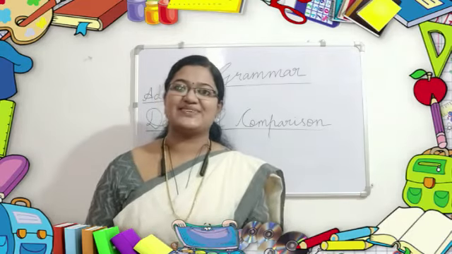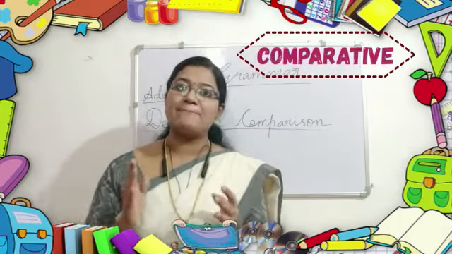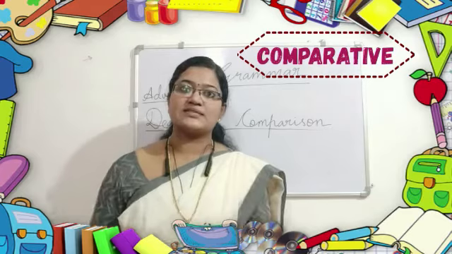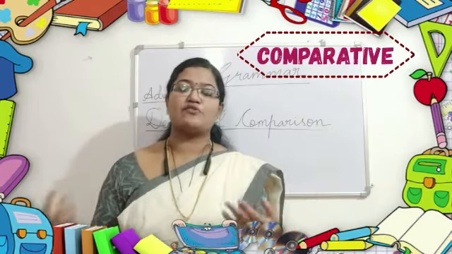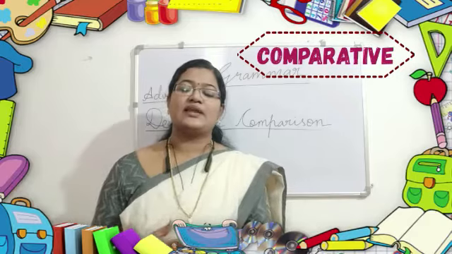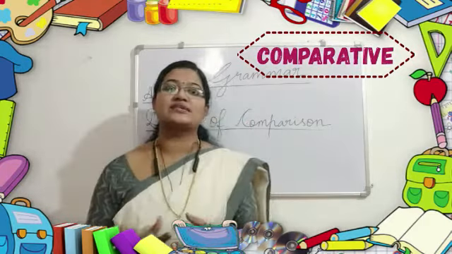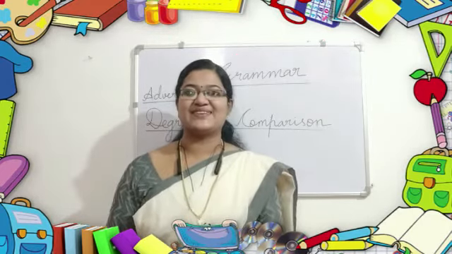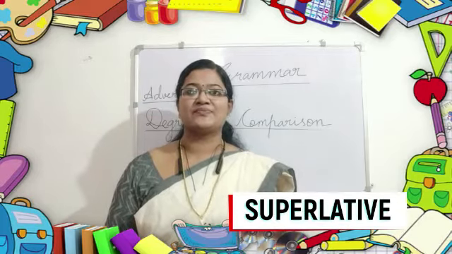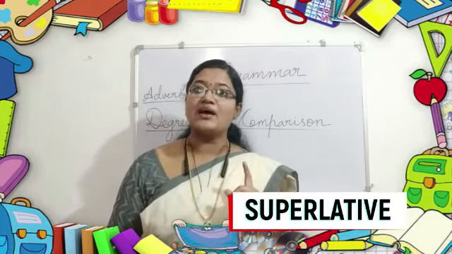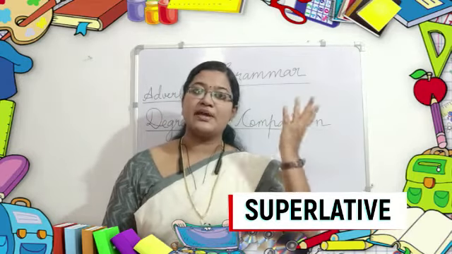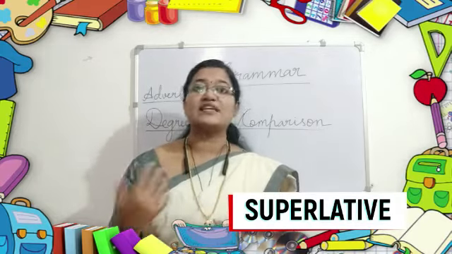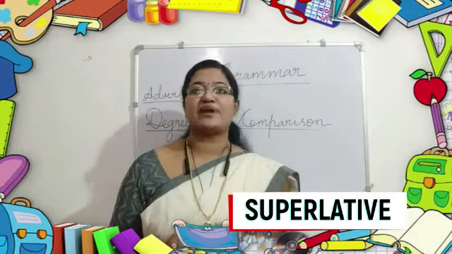Second one, comparative. The term itself says that it is compared. When I compare 2 things, 2 persons, 2 places, or 2 nouns. Nouns means the name of a person, place or thing. When I compare 2 things, it is said to be in comparative degree. Last one, superlative. When do we use it? Yes, when we compare more than 2. It may be 1,000, it may be million or billion. When I compare more than 2, then it is said to be in superlative degree.